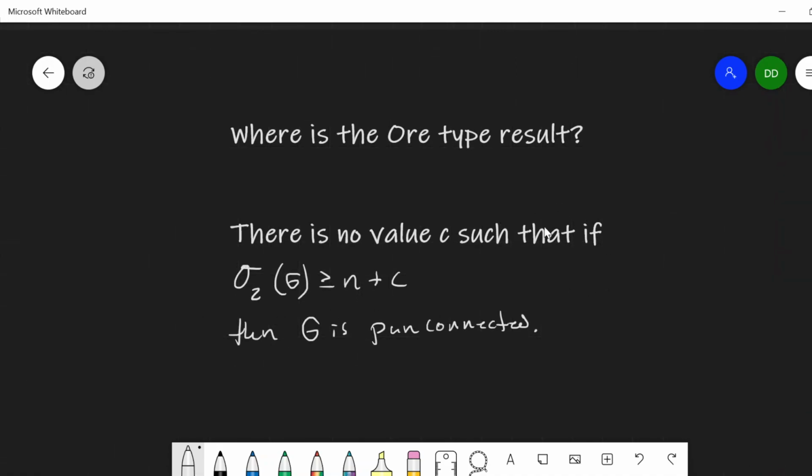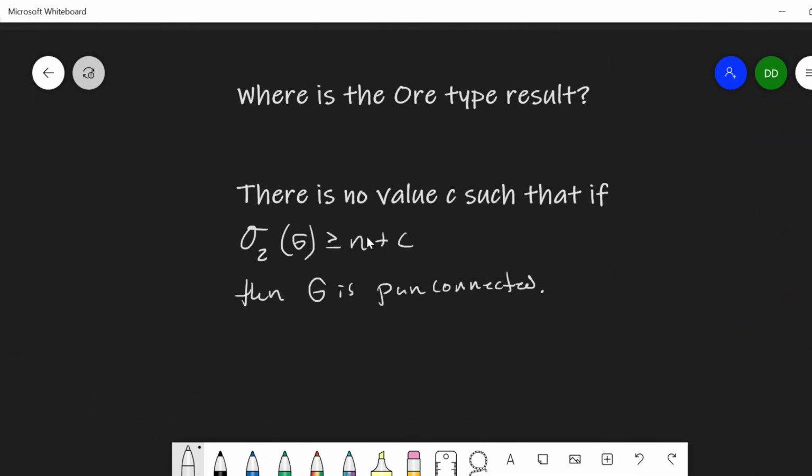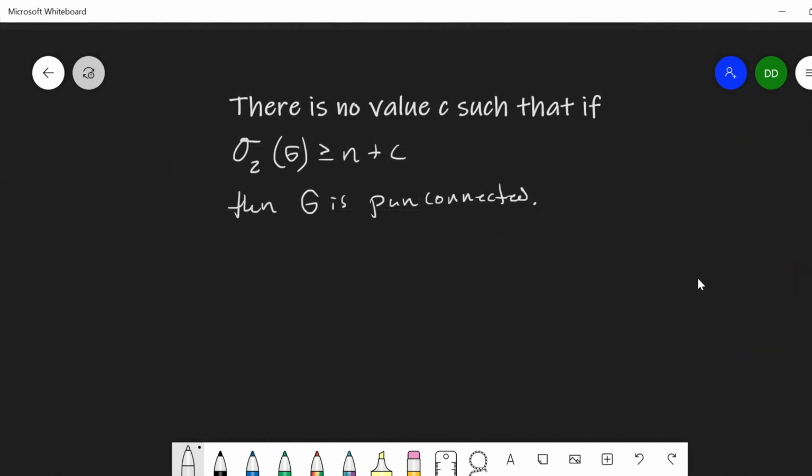There is no value c, right? We would want a result something like sigma 2 of G is greater than or equal to, remember, we had one like n plus 1 guaranteeing Hamiltonian connected. But there is no value c that you can pick such that if sigma 2 of G is greater than or equal to n plus c, that guarantees that the graph is pan-connected. So this shows you there's no result of this exact type to guarantee that G is pan-connected. It doesn't follow the same pattern as the other ones. So it breaks the pattern. It's pretty interesting why pan-connected messes everything up.